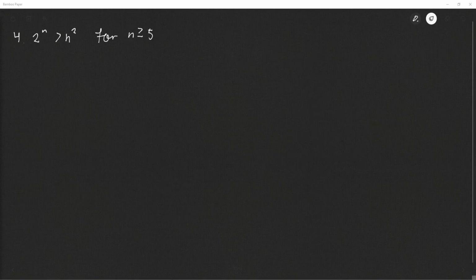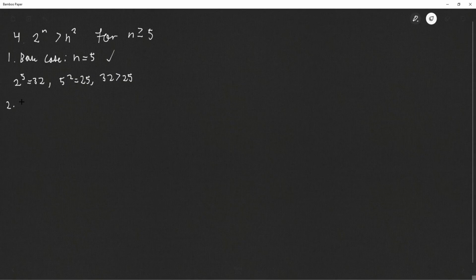So now for question 4, we have 2 to the power of n is greater than n squared, for n being greater than or equal to 5. So we're going to start off with our normal base case. So this is going to be when n is equal to 5. So for our base case, we have 2 to the power of 5, which is 32, and we have 5 squared, which is 25. And since 32 is greater than 25, we can see that our base case is true.